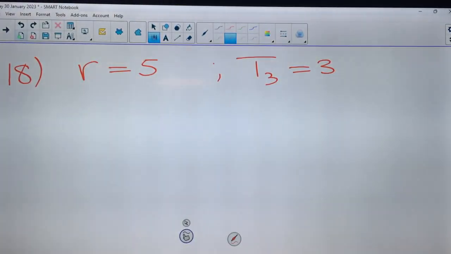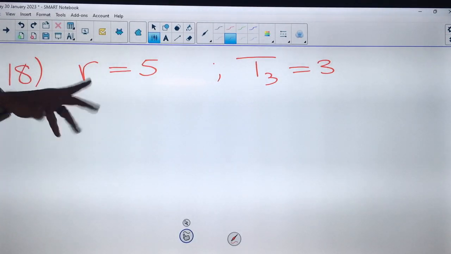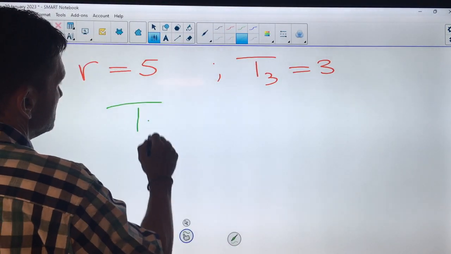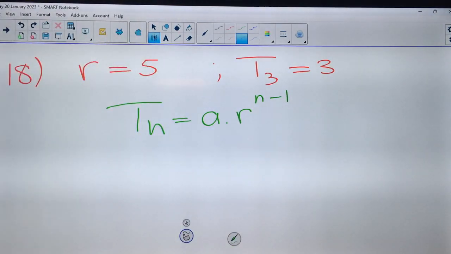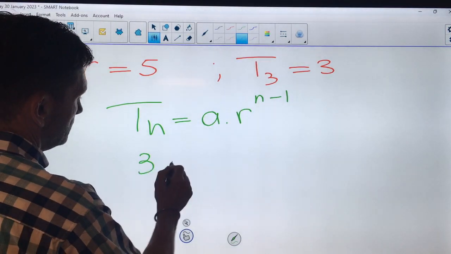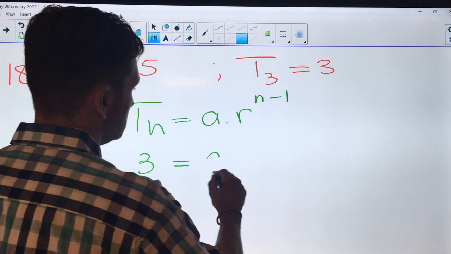So what formula do we use? We only have one formula at the moment, or we have both, but we're not dealing with the sum of a series. So we're going to go with Tn equals A R to the n minus 1. So what do we have? Check the board. T3, Tn. So this is 3. Do we have A? No, but we have R.